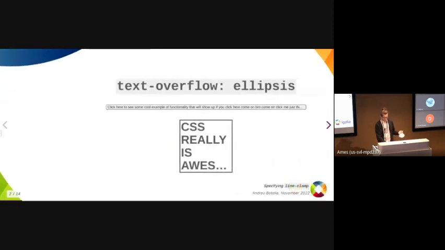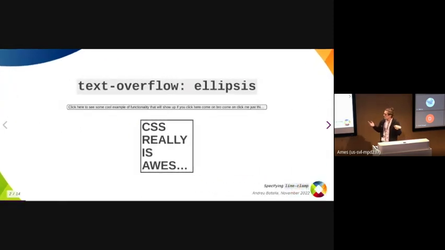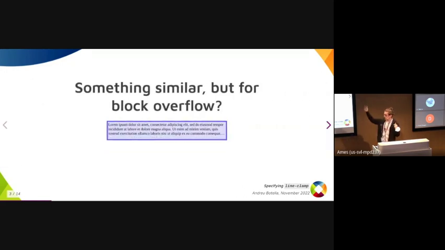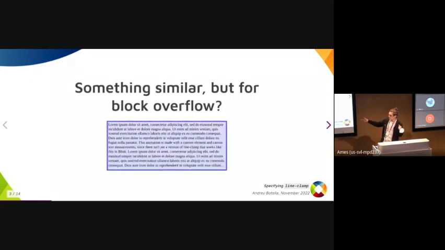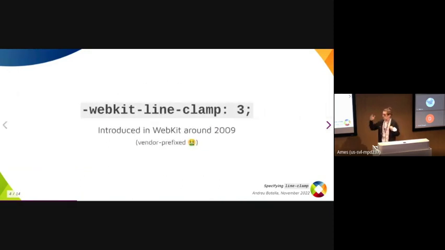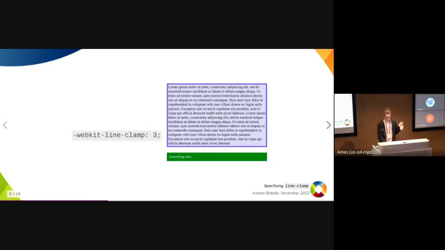Okay, so you know the text-overflow ellipsis property, right? It clips text that overflows in the inline direction and shows an ellipsis to indicate that it's clipped. For a long time, web developers have wanted something similar, but for text overflow in the block direction. And in 2009, WebKit implemented the -webkit-line-clamp property. It takes a number of lines, not a height, but we'll come back to that. By itself, the property does nothing.